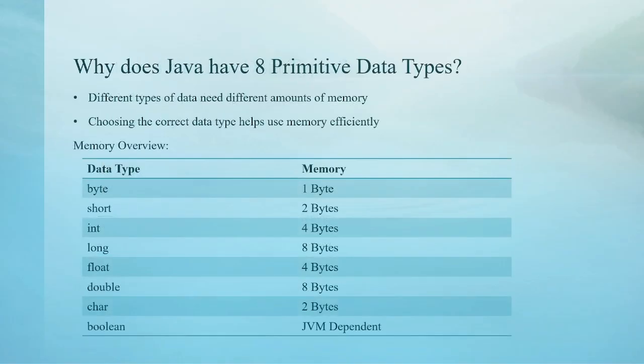Then why has Java provided 8 primitive data types? Java provides different primitive data types because different types of data require different amounts of memory. For example, imagine I want to store a person's age. Usually age values are small numbers. Using a large data type like long, which consumes 8 bytes of memory, is unnecessary. If the value of the age is 25, the byte data type can easily store this value using 1 byte of memory.